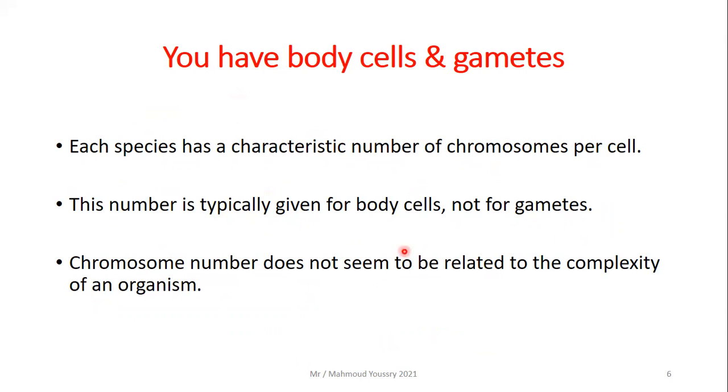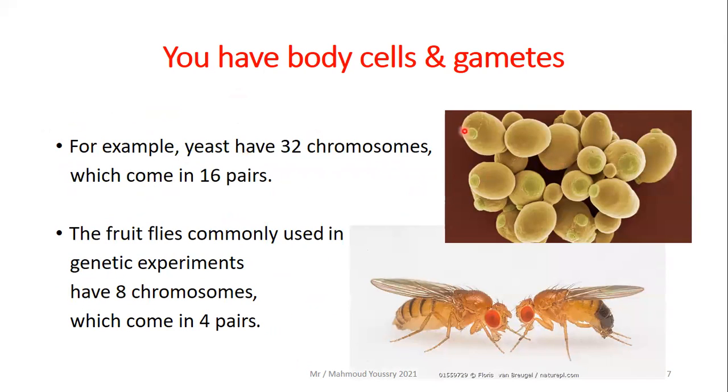Chromosome number does not seem to be related to the complexity of an organism. So do not think that, being humans, we are the most complicated organisms, so we have the highest number of chromosomes. No, let's see. For example, yeast. You know the yeast? Yeast have 32 chromosomes, which come in 16 pairs.